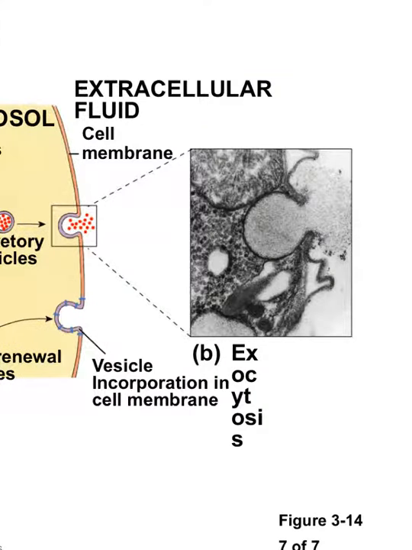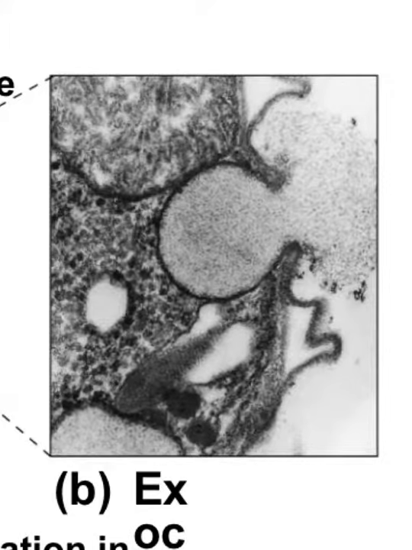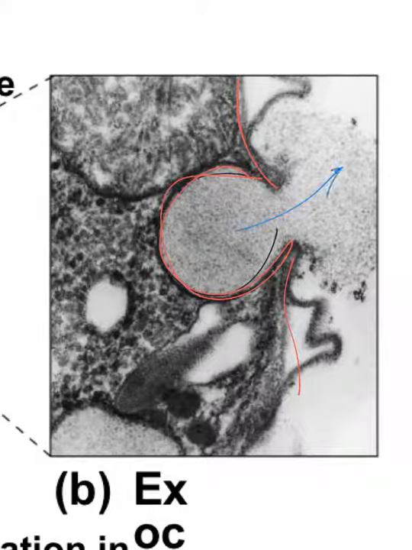If you look at that secretory vesicle action with an electron microscope, this is what you're going to see. So again, you can see that vesicle here, which is bonded to the cell membrane, and the contents of that vesicle are being removed. And again, that's exocytosis.